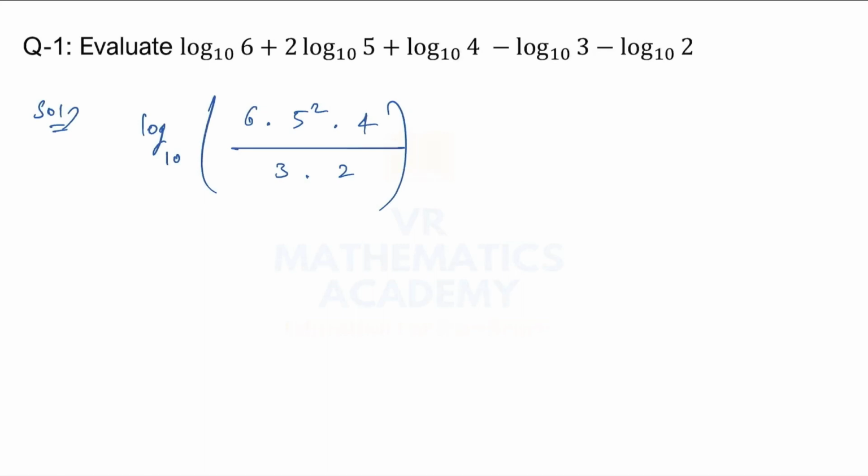By this process, you can see that 3 and 2 cancel out with 6, and we find that it will be equal to log base 10 of 100. So it can be written as log base 10 of 10 squared, which is equal to 2. So we very easily solved question number 1 with the help of laws 1, 2 and 3.